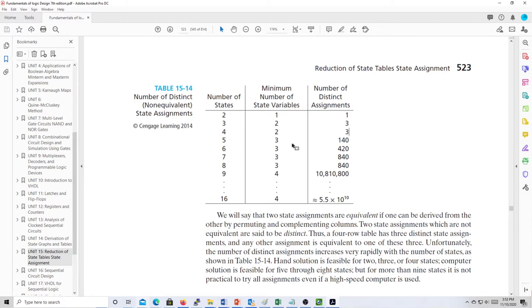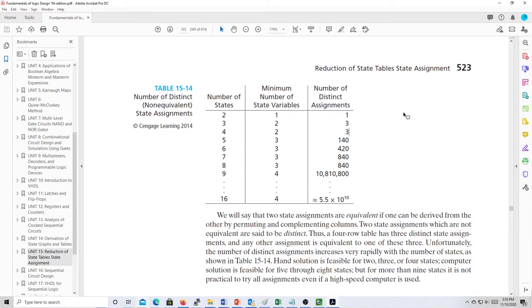Now, what happens when you get to 5, 6, 7, 8? Notice for five states, there are 140 non-equivalent assignments. For six, there are 420, and for seven and eight, there are 840. So you can see when you go a little bit past four, the numbers go up dramatically. For nine states, there are 10 million non-equivalent assignments. The actual number of assignments is much larger than this. In the case of three and four states, I think there are actually 24 different assignments, but only three are distinct. The others are just rearranging the deck chairs on the Titanic. It doesn't really matter, but three of them give you different outcomes.